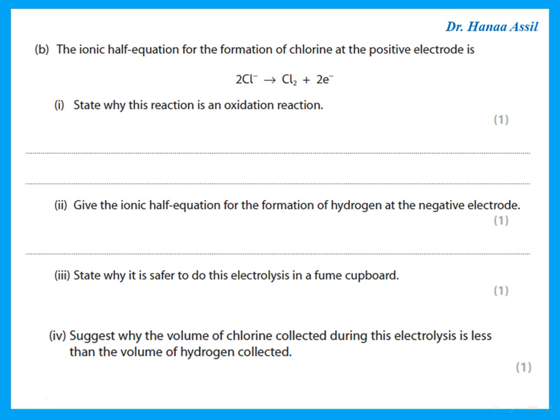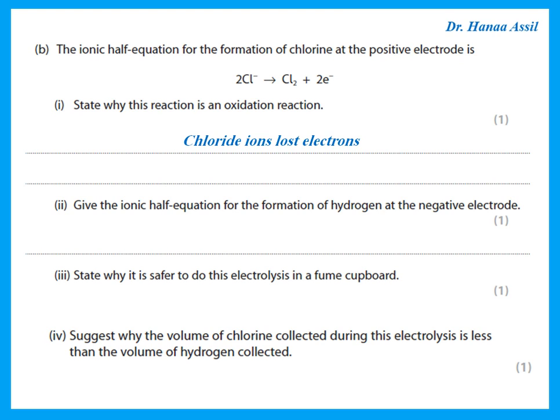Okay? The ionic half equation for the formation of chlorine at the positive electrode is this. State why this reaction is an oxidation reaction. Why do we say that this is oxidation? Because the chloride ions lost electrons. Remember, loss of electrons is oxidation. Remember again, there is no gain or loss of oxygen in this equation, so you cannot mention oxygen.